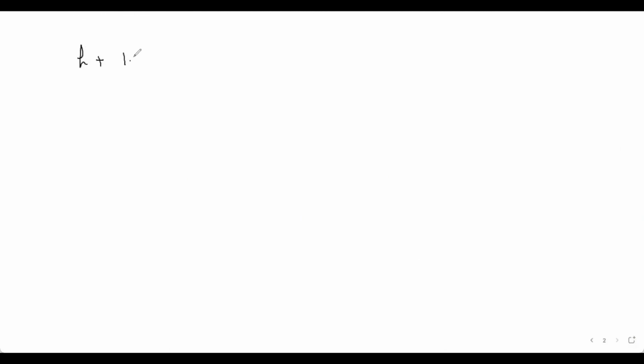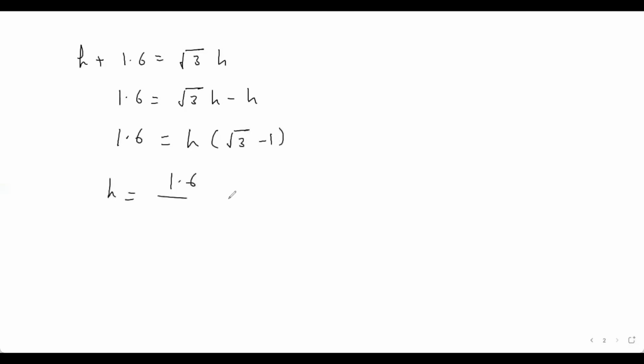h plus 1.6 is equal to root 3 h. It means 1.6 is equal to root 3 h minus h. It means 1.6 is equal to h common, root 3 minus 1 in the bracket. So the value of h is equal to 1.6 upon root 3 minus 1. Now rationalize it. We will multiply and divide by root 3 plus 1.